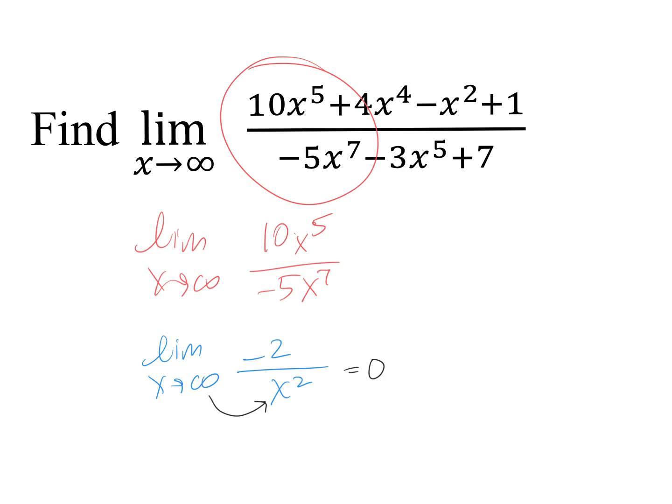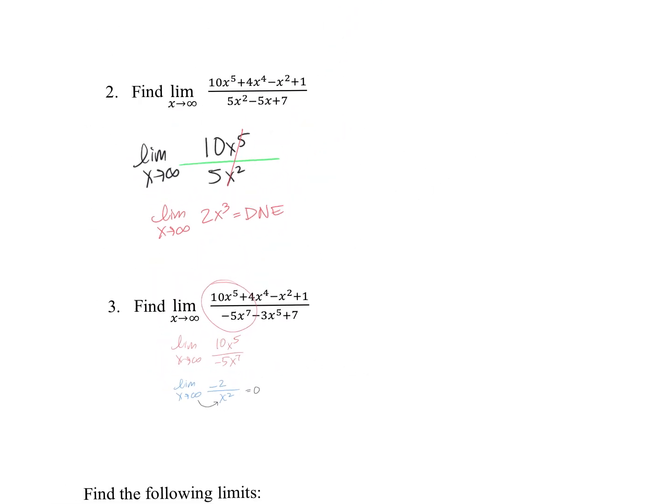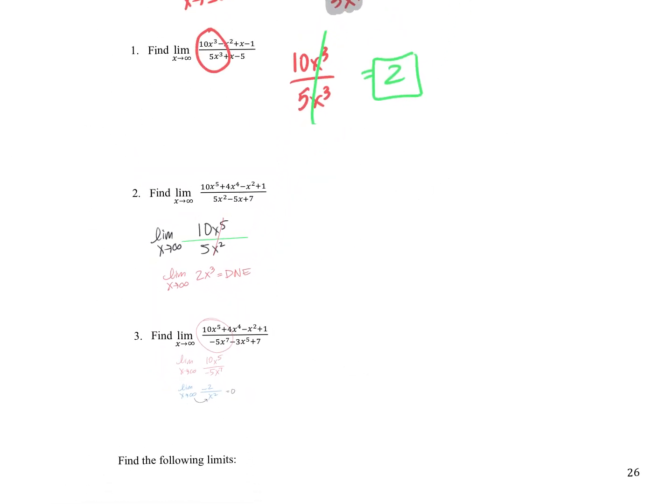Me as a student, I would have memorized these rules. Me as a teacher, I'm trying to teach you the why. If I was a student, here's what I would have memorized. If those exponents match, it's just those coefficients divided. 10 over 5, boom, is 2. If the exponent on the top is bigger, I'm never going to have a horizontal asymptote. If the exponent on the bottom is bigger, it's always going to be 0.